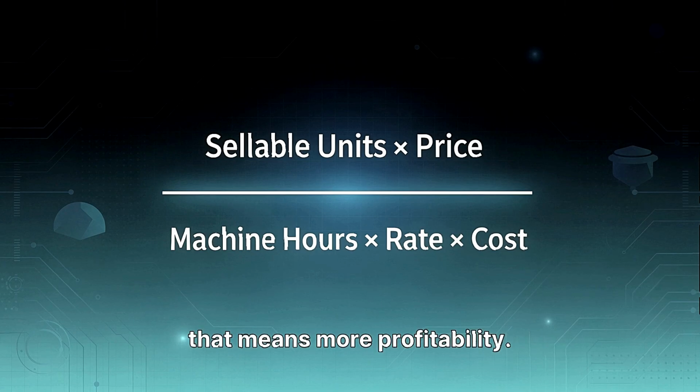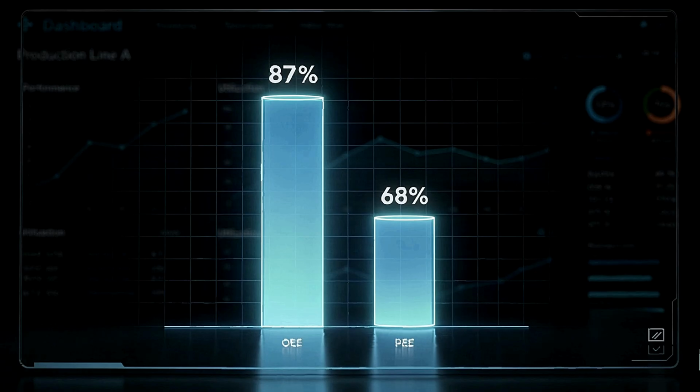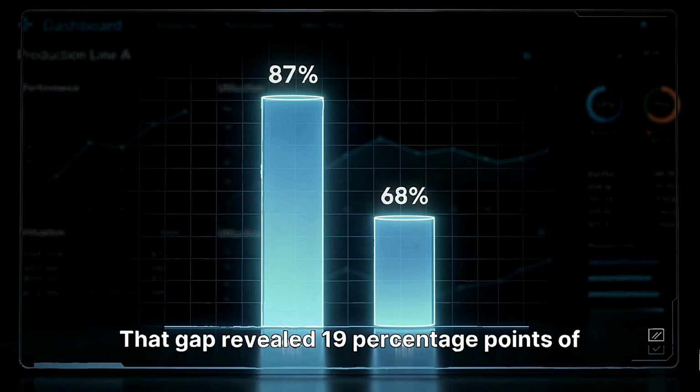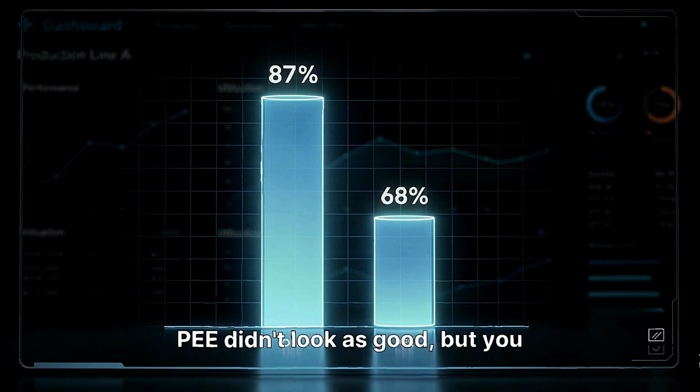That means more profitability. Week 1, OEE said 87%, but PE said 68%. That gap revealed 19 percentage points of wasted value creation. PE didn't look as good, but you must face the hard facts to know where to improve.